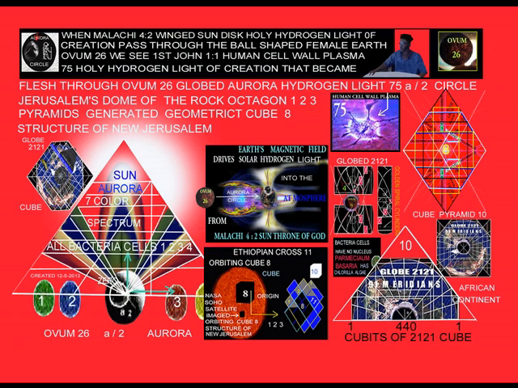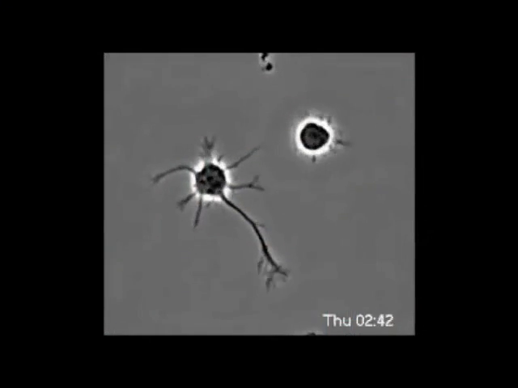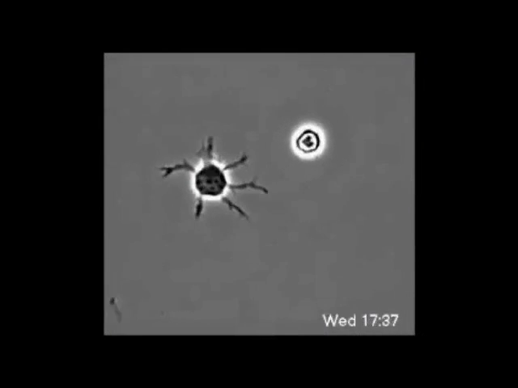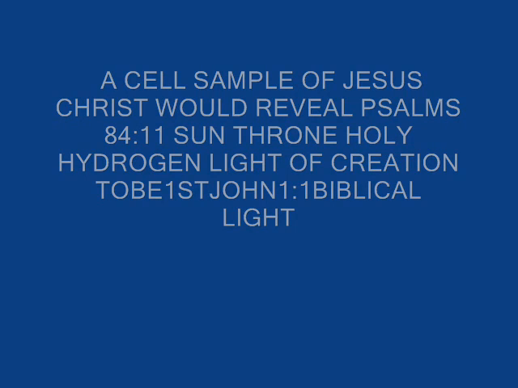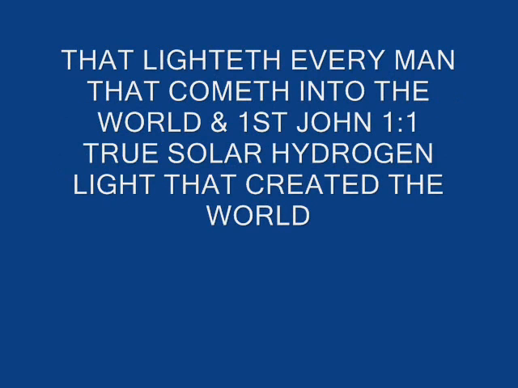When we look at the human cell with electron microscope in Biology 101 a million times magnified, we see the cell nucleus, and cell wall plasma. Around the chemical circular area of the cell, we see the holy hydrogen light creation glowing in this ionized circular hydrogen light plasma form, as 1 John 1:1 biblical light that lighteth every man that cometh into the world. This is the place and time when the ball-shaped female earth ovum outranks all man-made religions.